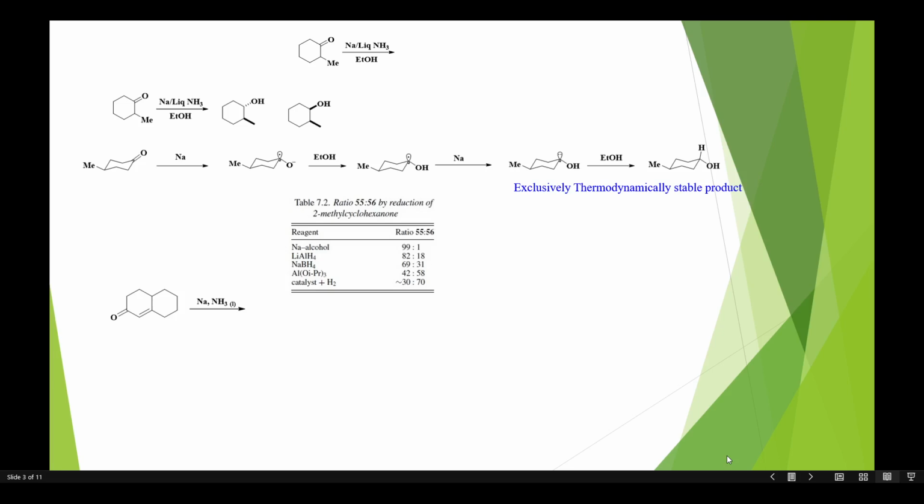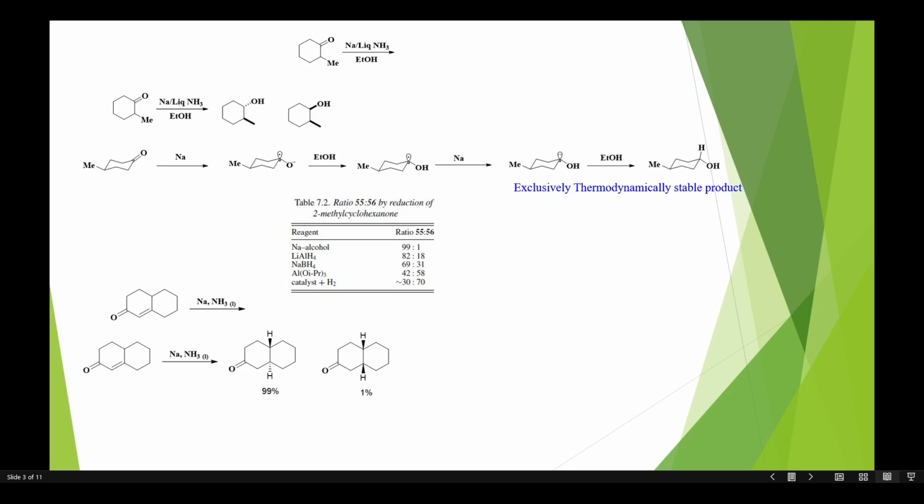In that case we will get cis, because the addition of hydrogen is from the same face only. That's why we always get the cis one. But in this case, we will get the trans one majorly, almost exclusively, like 99% to 1%.